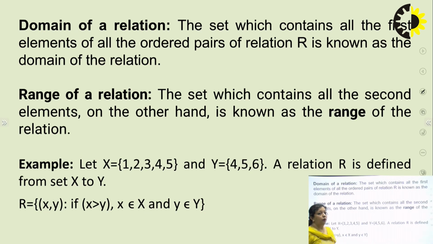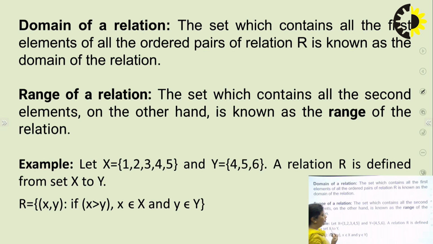Now talking about the domain of a relation and range of a relation. When I say that my relation is a subset of Cartesian product, I know that it is going to contain the pairs of elements where the first component is going to belong to some set A and the second component is going to belong to some set B.